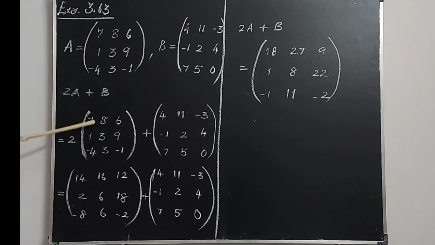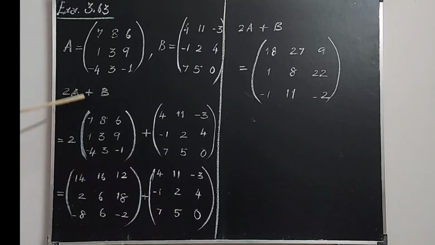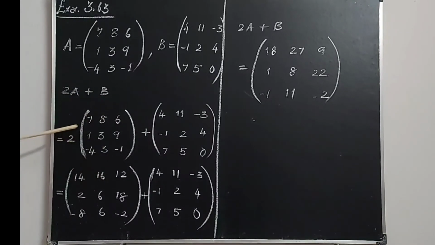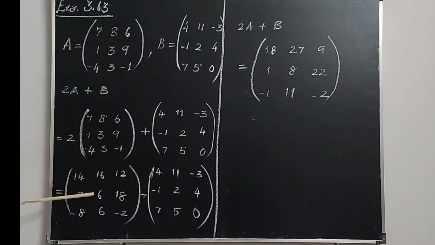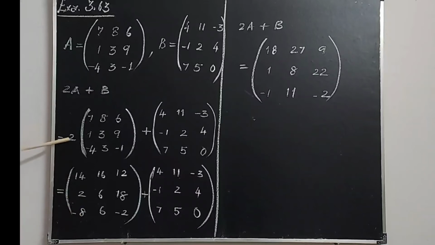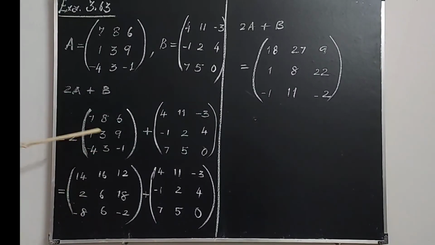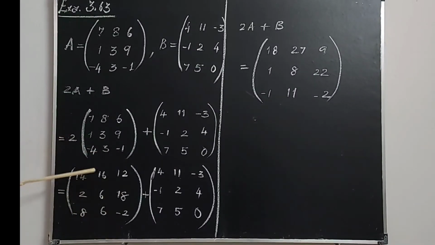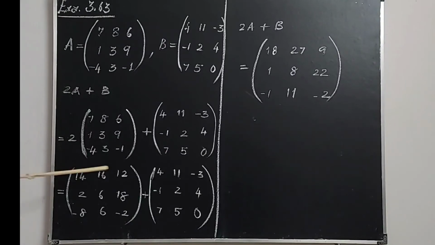2A, multiply all the elements of A by 2. 2 into 7, 14; 2 8s are 16; 2 6s are 12; and 2 into 1, 2; 2 3s are 6; 2 9s are 18; and 2 into minus 4, minus 8; 2 into 3, 6; 2 into minus 1, minus 2. So this is the value of 2A plus B.